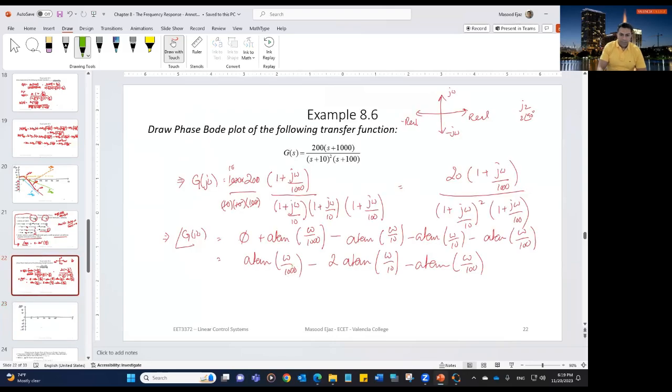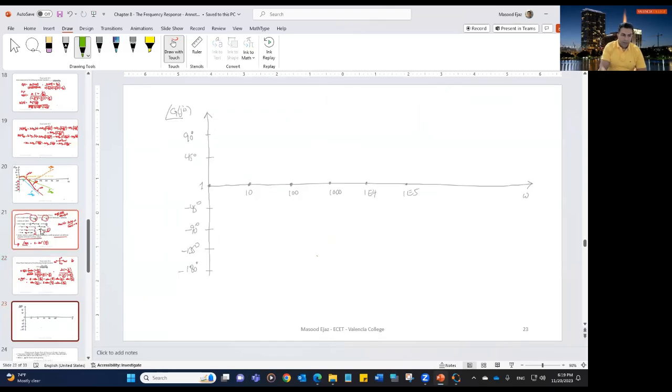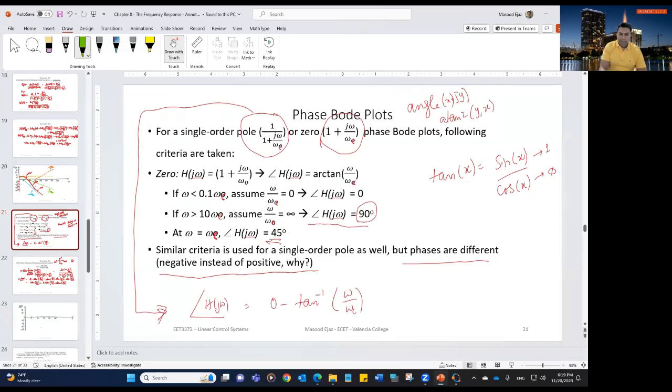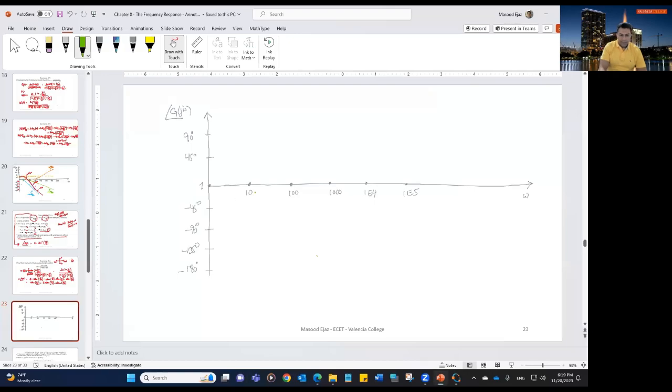So the first one is arctan of omega over 1000. Now remember, the approximation is that if omega is less than 1/10 of omega c, phase is 0. If omega is greater than 10 times omega c, phase is 90 degrees, because this number is going to become too large. So 1/10 of 100 is going to be 10. So up to this point, the phase is 0 for the 0 factor. And at 1000, phase is going to be 90 degrees. At 100 is going to be 45 degrees.